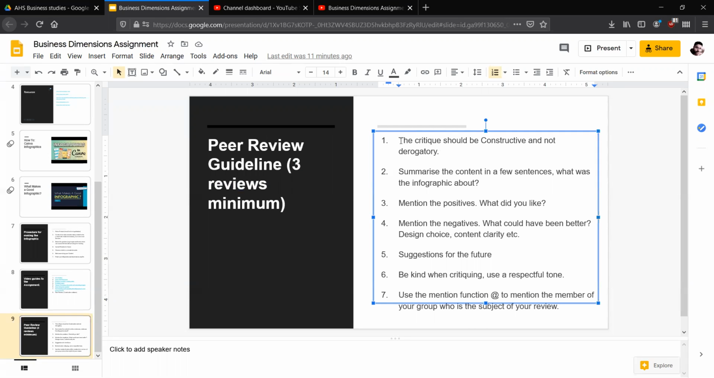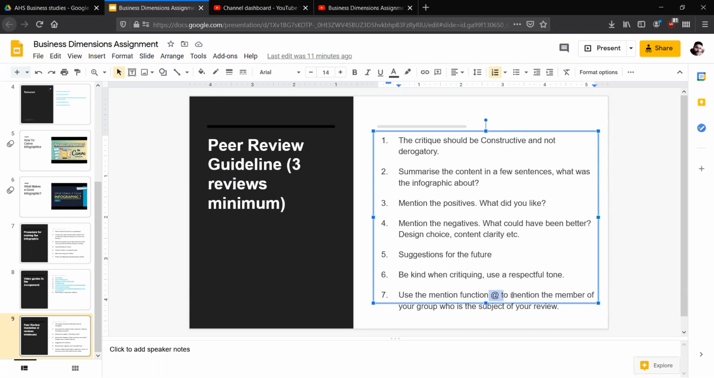So number 1 is the critique should be constructive and not derogatory. So the aim of this review is to help your peers improve. Okay, so they retain what is already good and they remove the bad. The aim is not to put them down. The aim is not to tell them how bad their work is. All right. So, how do you start?